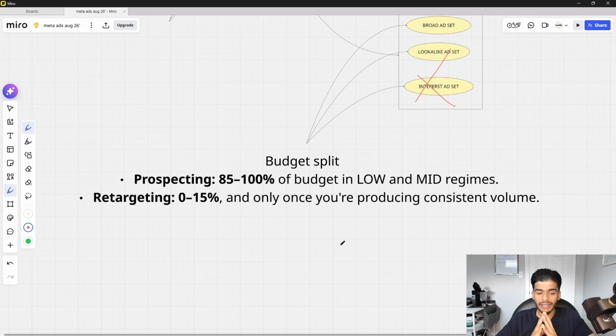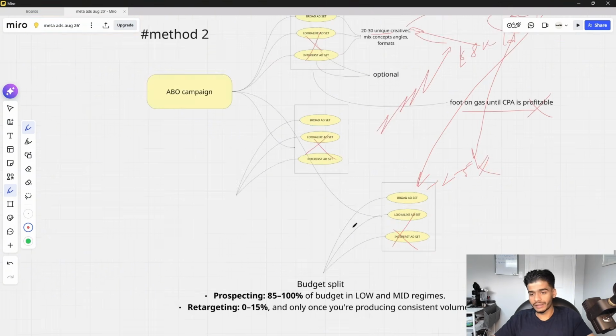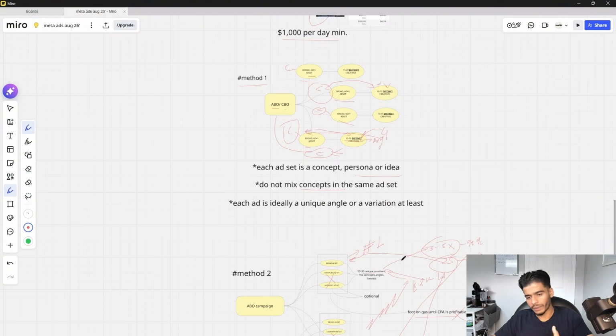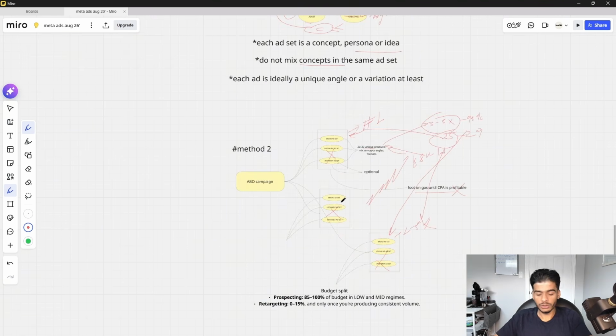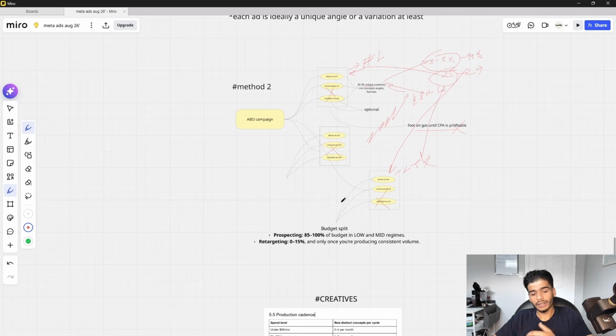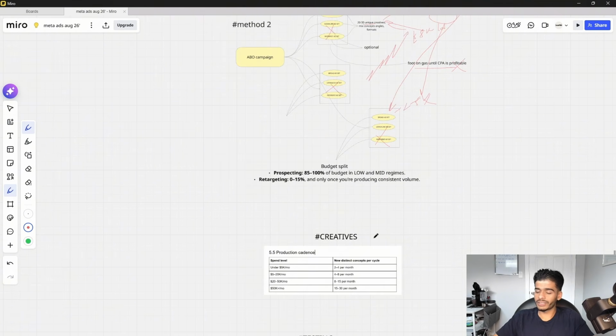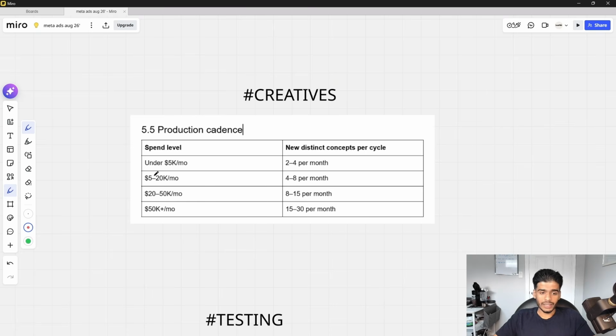When you are spending real money though, meaning the high tier, the complex stuff, when you are running at a yacht, you should be spending 10 to 20% of your budget on retargeting middle of funnel creative. So that could be social proof, that could be testimonials, whatever you want it to be. This is not a creative course, this is a media buying course. So this is your production cadence, or this is what it should be.